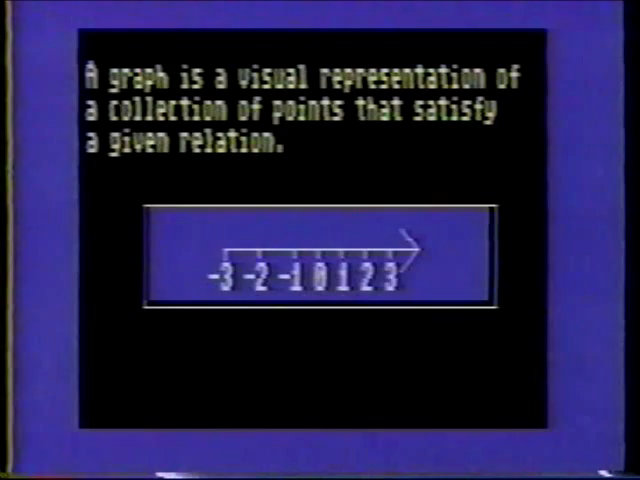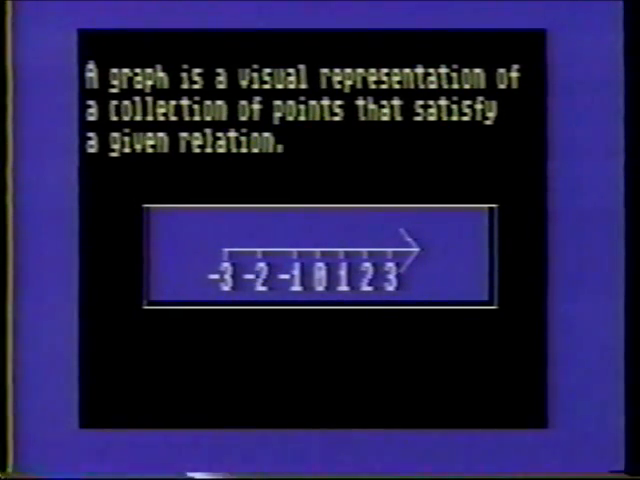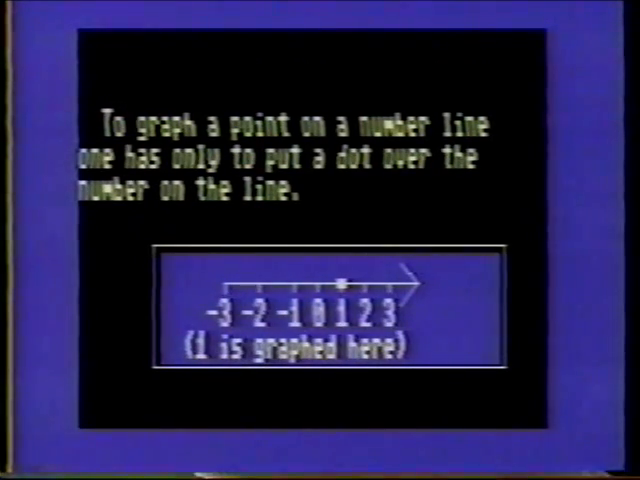A graph is a visual representation of a collection of points that satisfy a given relation. Don't worry if you don't understand this definition. It will be explained in greater detail later. To graph a point on a number line, one has only to put a dot over the number on the number line. For example, to graph the number 1 on the number line, simply place a dot over the number 1 on the number line.